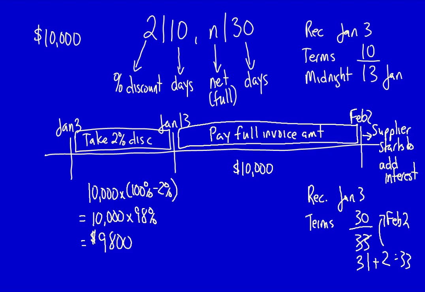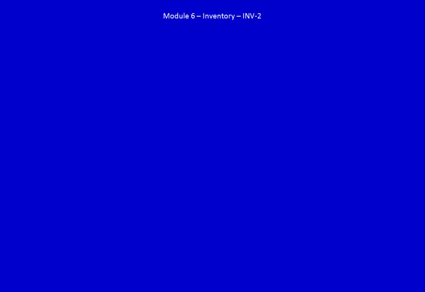And as a consequence, the supplier might have to borrow money from the bank in order to pay cash on their expenses. So if you don't pay within the credit terms, they're going to start dinging you with interest because you are negatively impacting their business. Let's do one more example of credit terms.